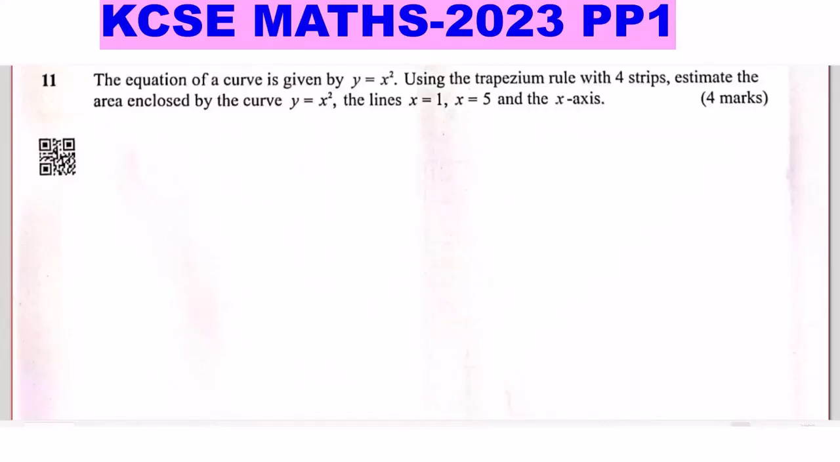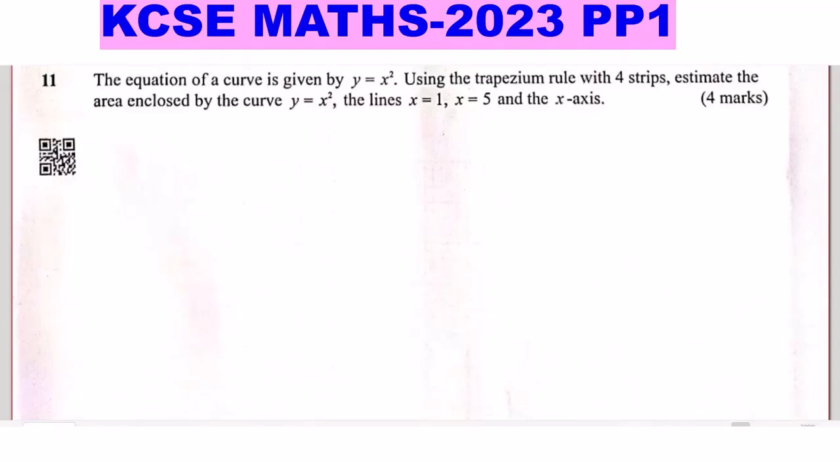Question 11. The equation of a curve is given by y equals x squared. Using the trapezium rule with 4 strips, estimate the area enclosed by the curve y equals x squared, the lines x equals 1, x equals 5, and the x-axis. So we're given the limits from x equals 1 to x equals 5. In order to use the trapezium rule, we need to know the height that we're going to use for each of the trapezia, each of those strips.